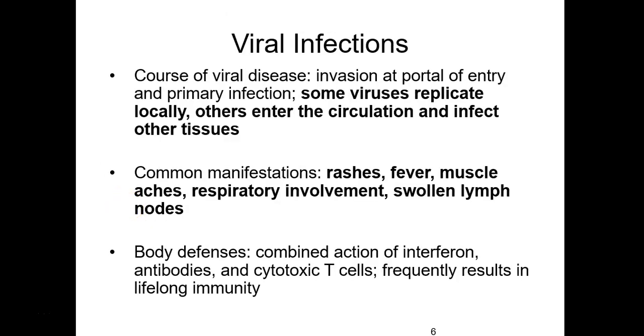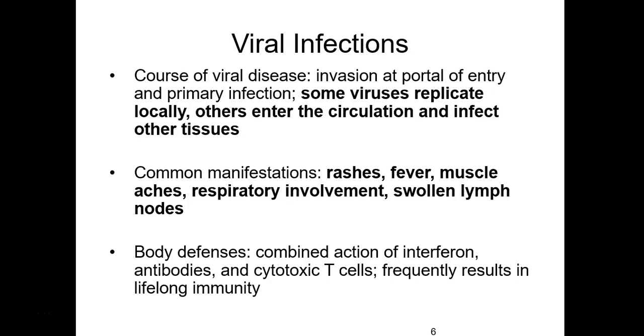So most viral infections invade the body at the portal of entry. They cause their primary infection. And we have some viruses that are going to just stay at that portal of entry site and replicate, while others can actually become systemic and circulate to other tissues in the body. And there is a pretty common set of symptoms that manifest from a viral infection.